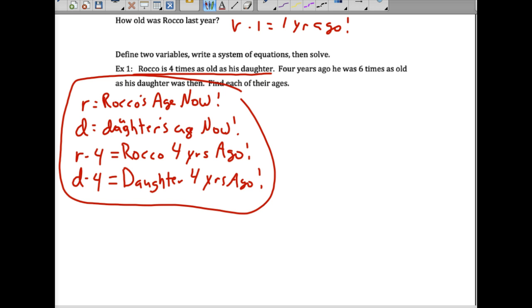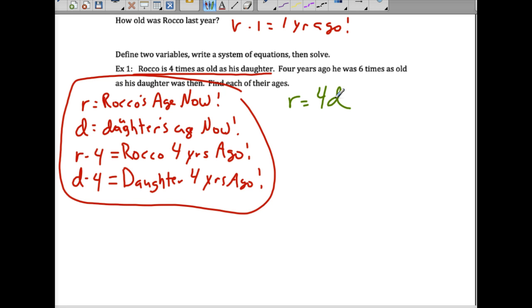All right, when it's worded that way, guys, is that right now or is that 4 years ago? Right now. Even though it doesn't say now, because it doesn't say 4 years ago, you assume it's now. So R equals 4D. Rocco is 4 times as old as his daughter.